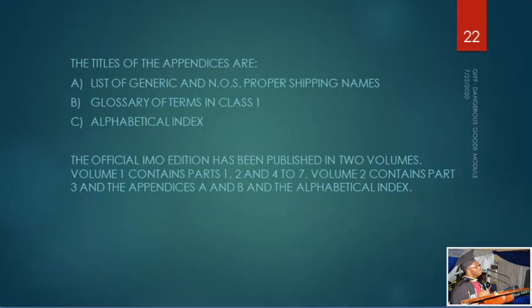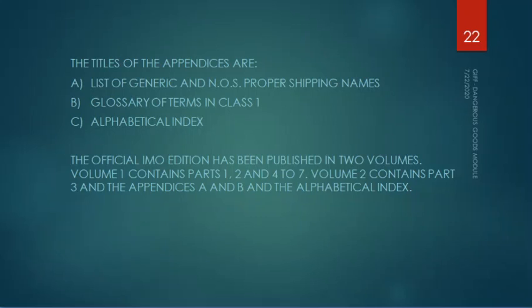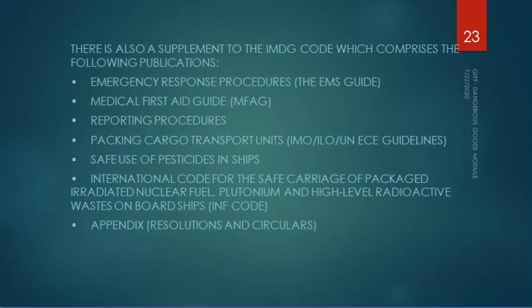So the official IMO edition has been published in 2 volumes. Volume 1 contains part 1, 2, and 4 to 7. Volume 2 contains part 3 and the appendices A and B and the alphabetical index. There is also a supplement to the IMDG Code which comprises the following publications.